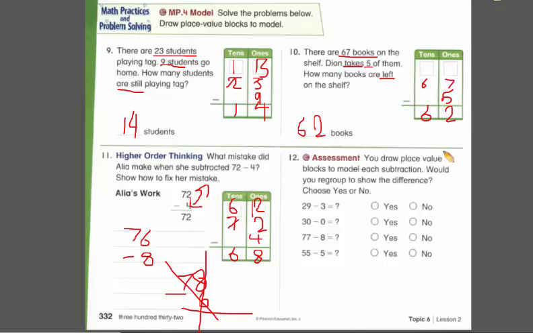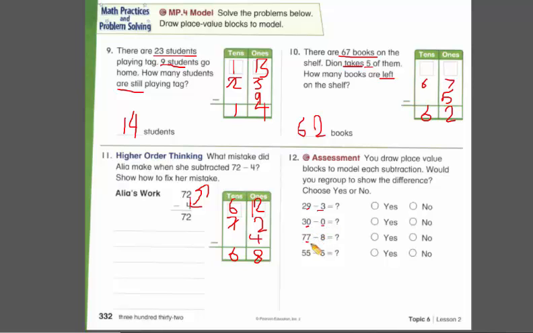Okay? Number 12. Draw place value blocks to model each subtraction. Would you regroup to show the difference? Choose yes or no. Okay, I will tell you one rule. If you follow it, you will do this question in seconds. How? Always underline the ones. And this question will come in the exam, by the way. So always underline the ones.